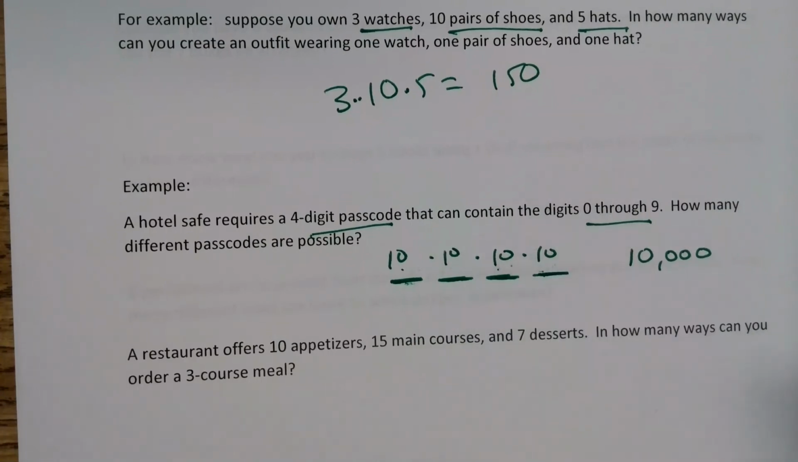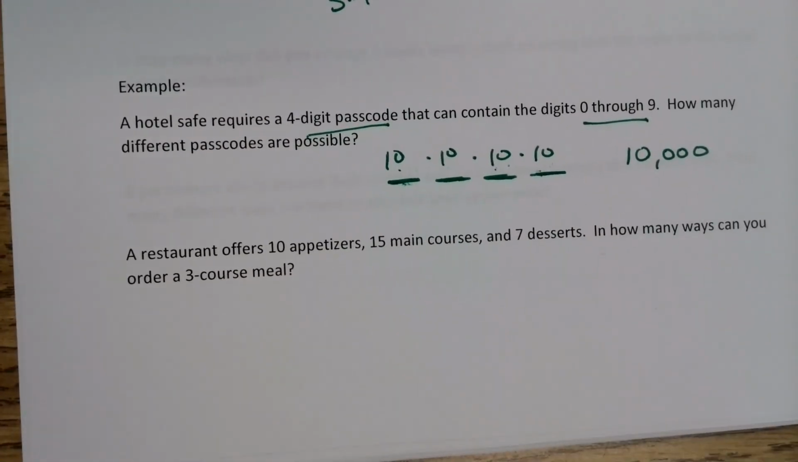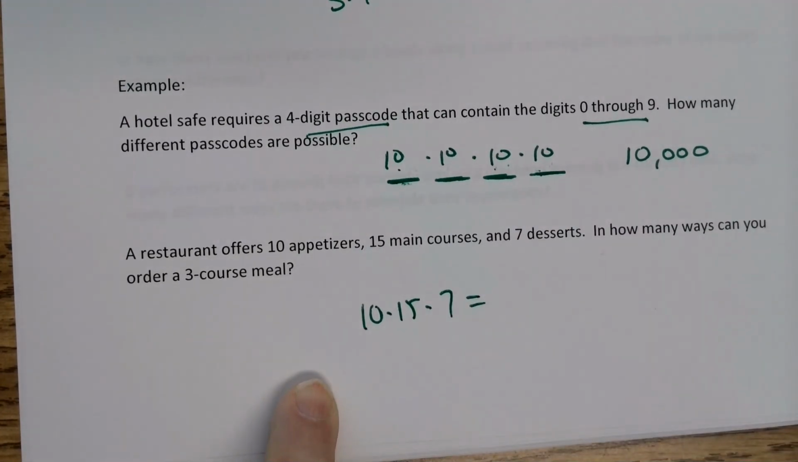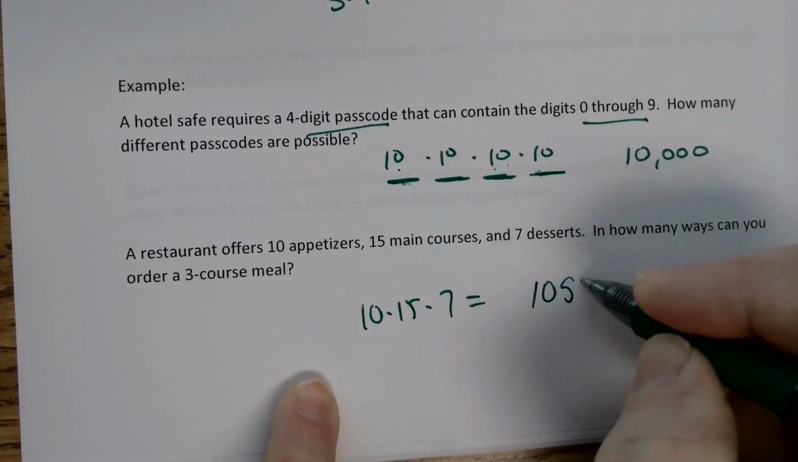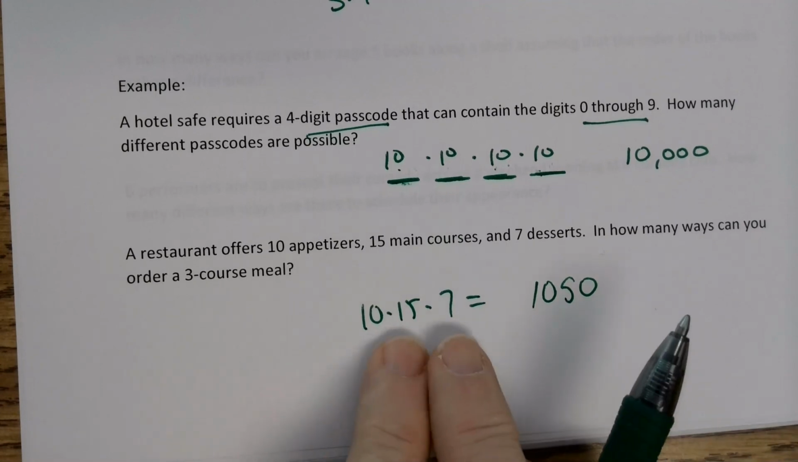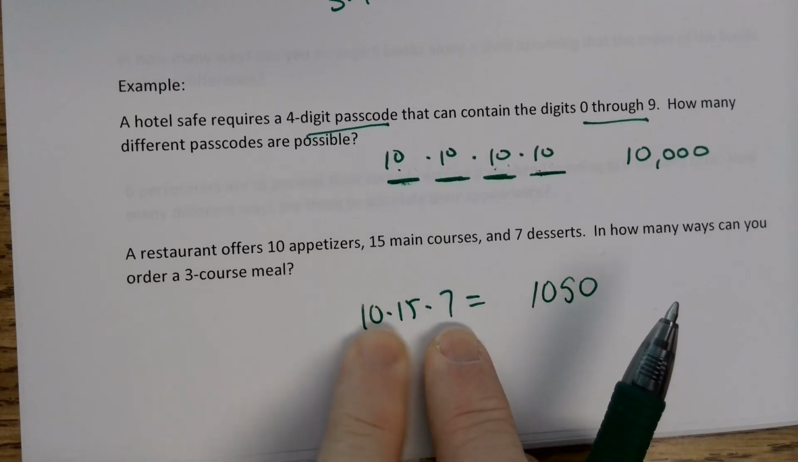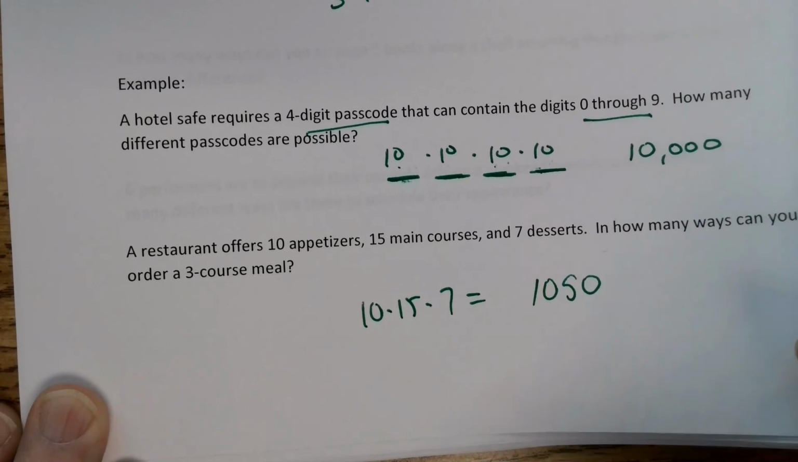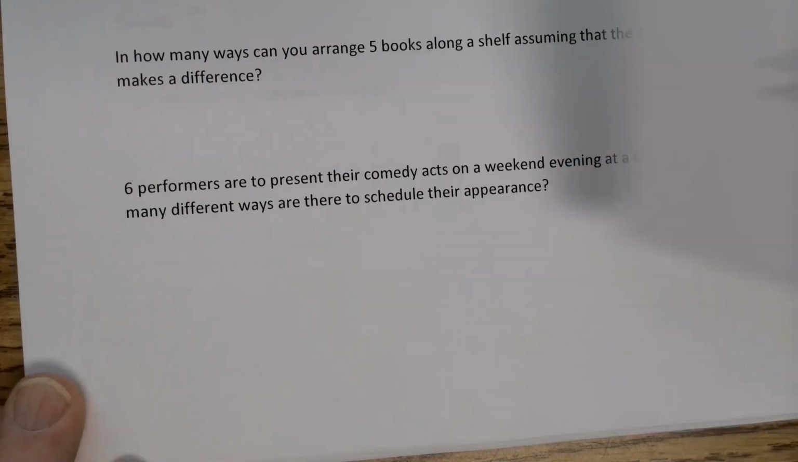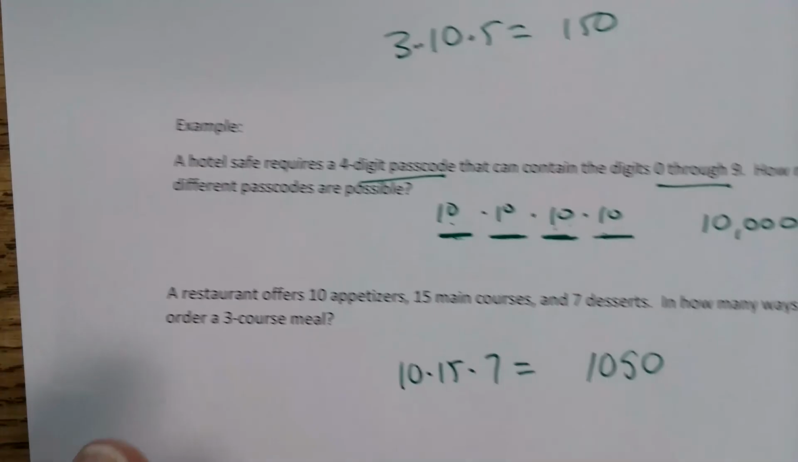Anyway, all right, so here's our restaurant. 10 appetizers, 15 main courses, and 7 desserts. And you want a 3-course meal. How many different ways? It's a piece of cake, right? Is that right? 70 is 1050. Is that right? Yes or no? What's 15 times 7? Very good. All right, so there is 11.1. Piece of cake.